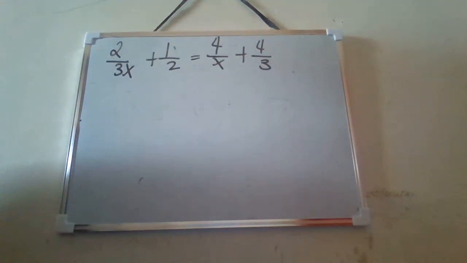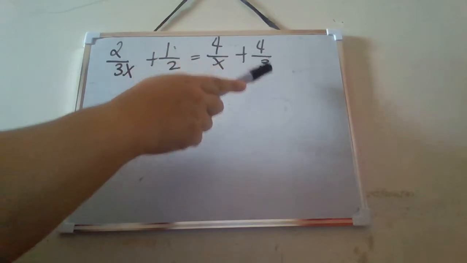So welcome to another exercises for linear equation. So this is already part three of the video lecture. All right. So for another example for fractions. So 2 over 3x plus 1 half equals 4 over x plus 4 over 3.